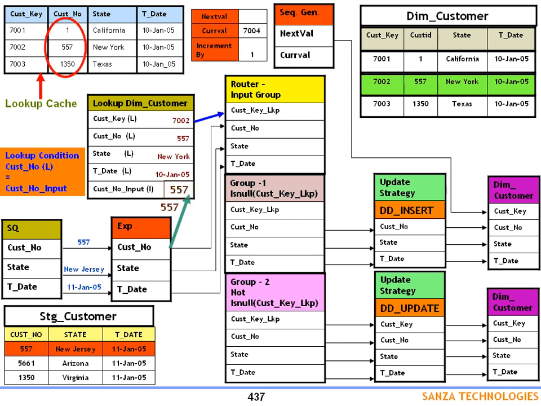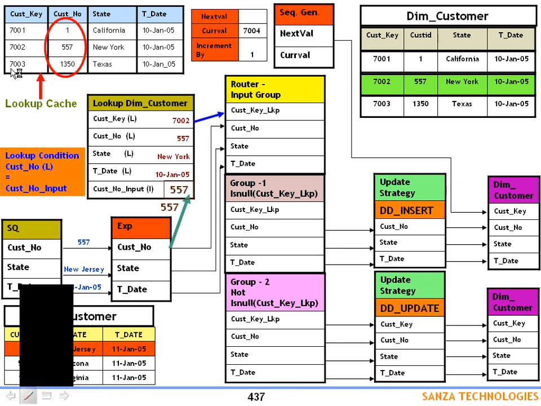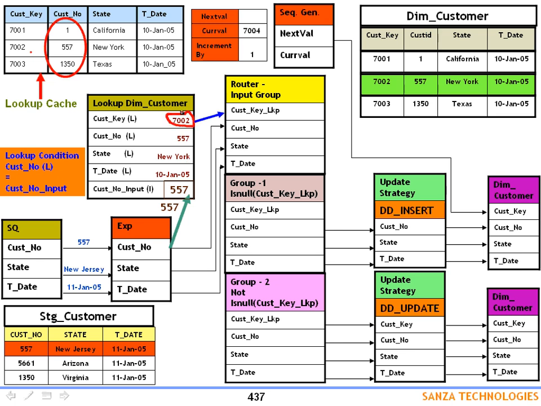So what will it return? It will return this data into your lookup cache of 7,002,557. That 7,002,557: 7,002 is the customer key of this record. That means it returns a value. Condition true. It will return 7,002. This 7,002 is from your dimension customer table for this 557.